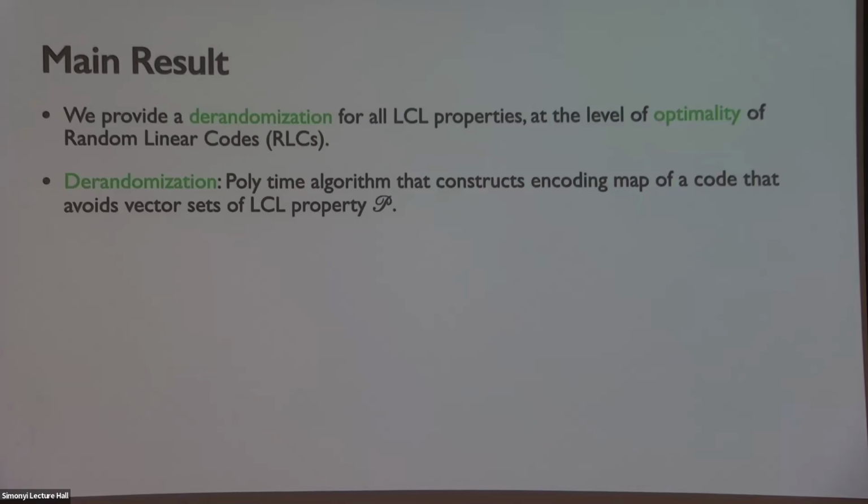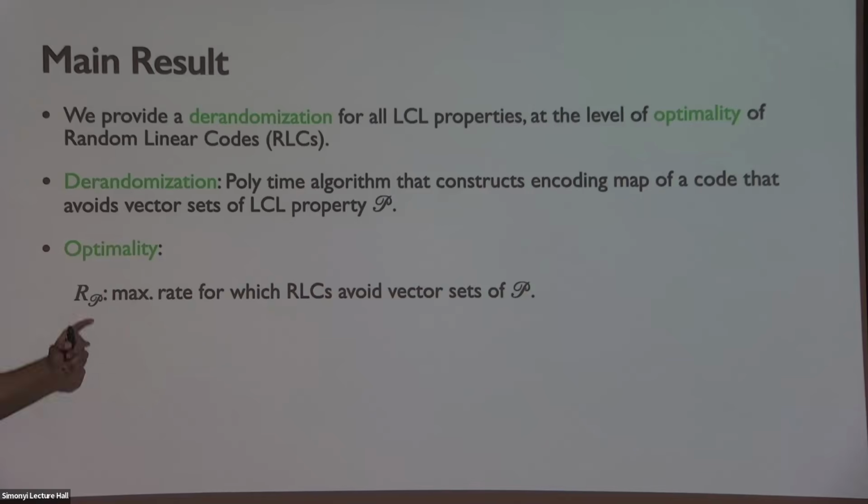So the level of optimality of random linear codes, what does it mean? It means that in the previous work we had this threshold rate, which was the maximum rate at which random linear codes avoid vector sets of P. And we say that our explicit constructions get arbitrarily close to this threshold rate for P. And usually random linear codes get the best parameters for most of the properties that we have looked at. So it's most likely that these explicitly constructed codes are also optimal for these properties.